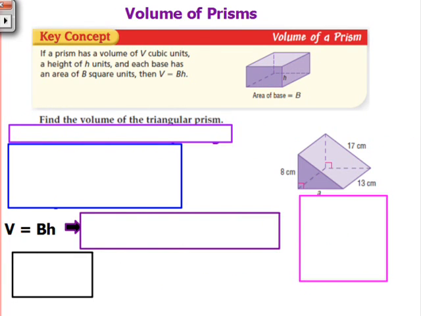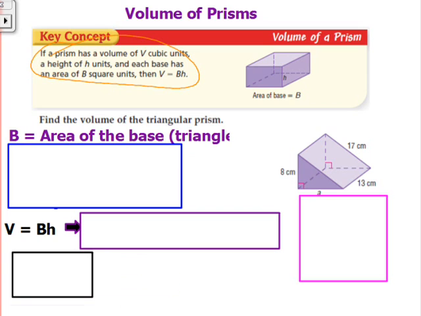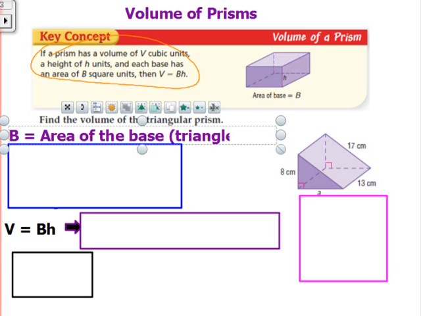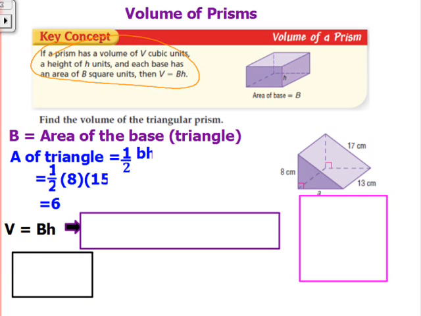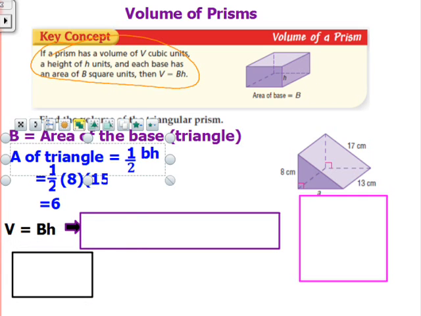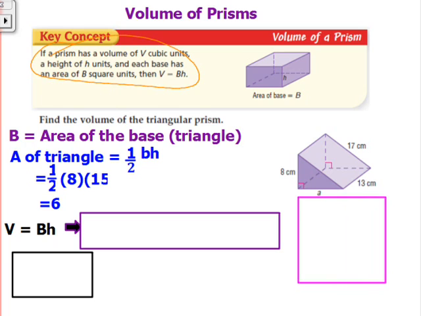The volume of prisms. If a prism has a volume of V cubic units, and I'm reading this key concept right here, then the volume formula is capital B times H. The capital B, we know, is the area of the base, so the area of a triangle for a triangular prism. The area of a triangle formula is 1/2 base times height. For this triangle we're looking at, there's something we have to do first.